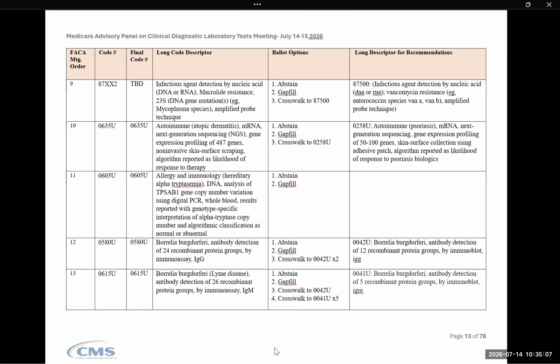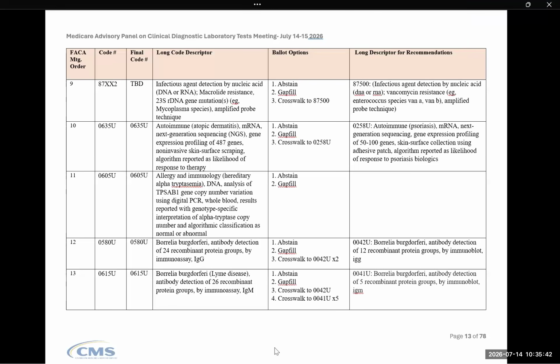Fantastic. And are there any other options or questions or comments from the panel members or CMS? No? All right. If not, panel members, please cast your votes. Okay, thank you. Fabulous.